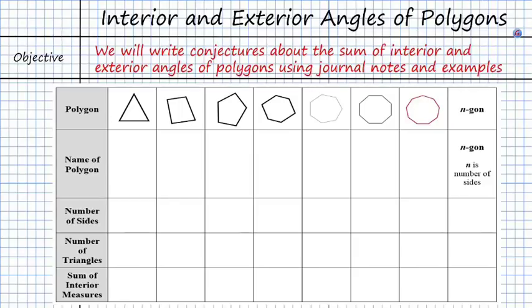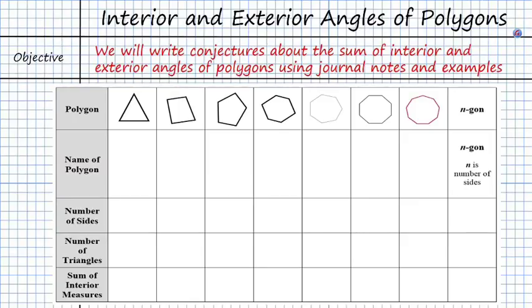So conjectures, what are conjectures? Well, conjectures are statements, right? Those are statements about things that we believe to be true because of the evidence. So we're writing evidence-based statements about the sum of interior and exterior angles of polygons using journal notes and examples. So first off, we need to know these different types of polygons.